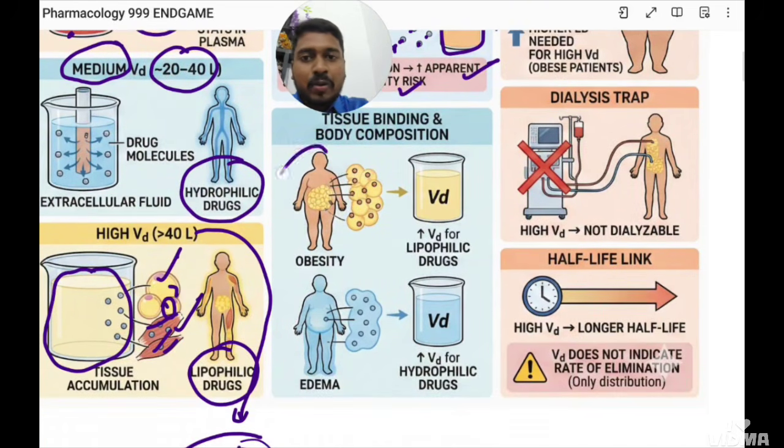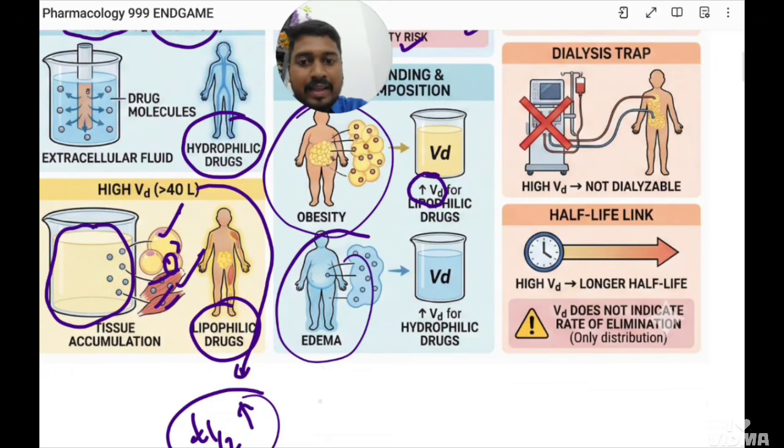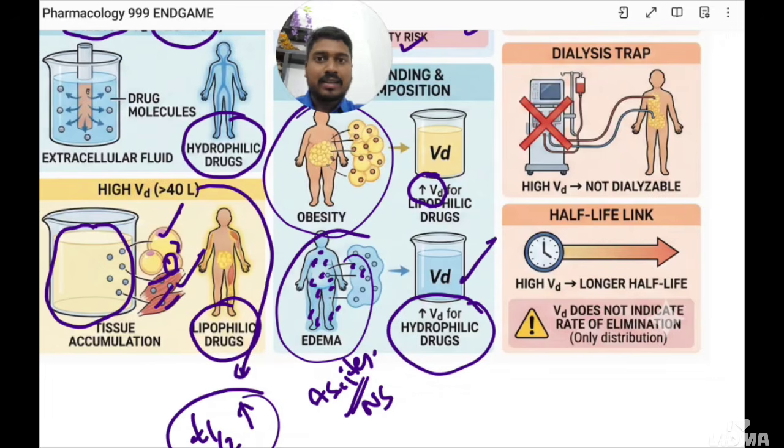Now in obese patients, what happens? More adipose tissue, so more volume of distribution. Remember? Similarly in edema, let's say in ascites, or in liver failure, or nephrotic syndrome, what happens? There is more water in the body. Edema is more, so for hydrophilic drugs, volume of distribution is higher.